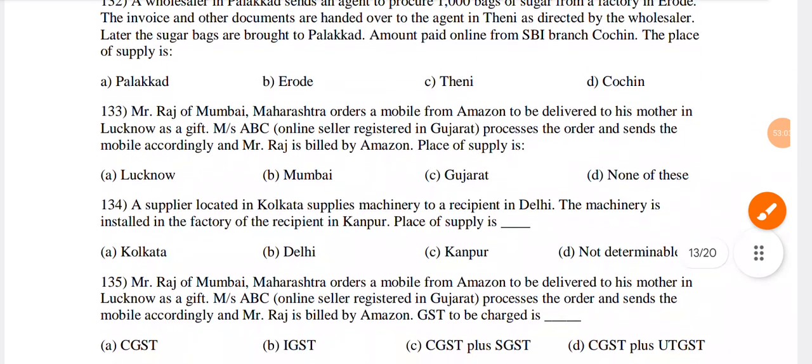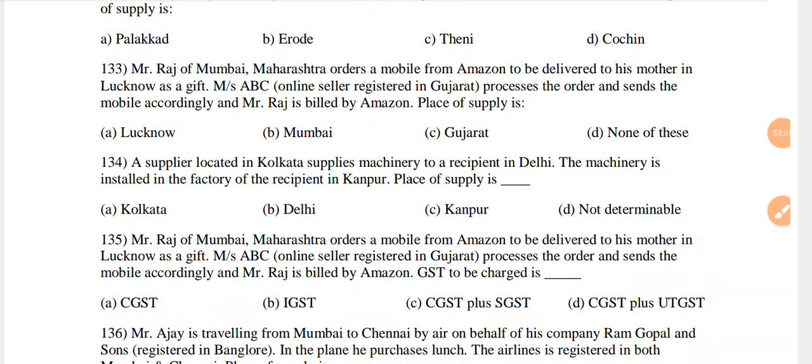Next question, Mr. Raj of Mumbai, Maharashtra ordered a mobile from Amazon to be delivered to his mother in Lucknow as a gift. Mr. ABC, an online seller registered in Gujarat, processes the order and sends the mobile accordingly, and Mr. Raj is billed by Amazon. Place of supply is option A, Lucknow. B, Mumbai. C, Gujarat. And D, none of this. The correct option is B.